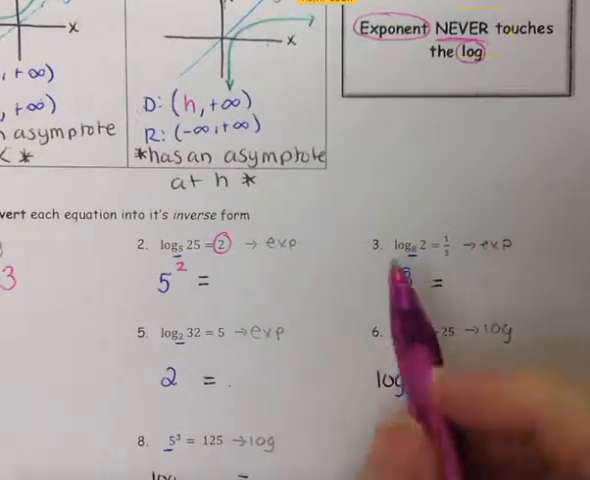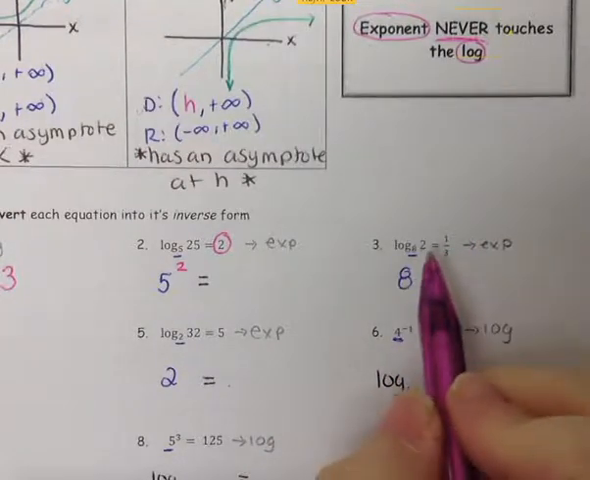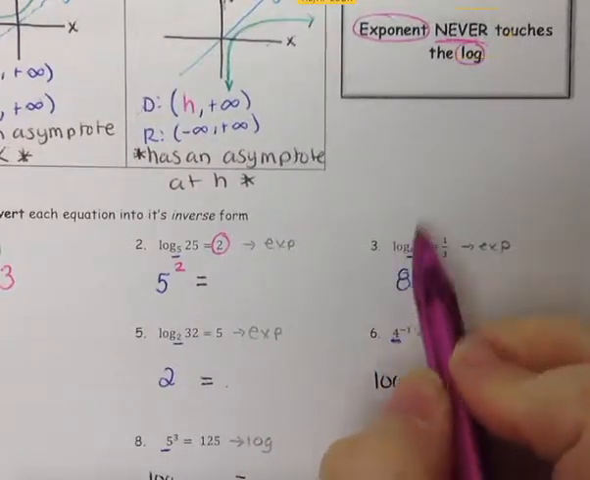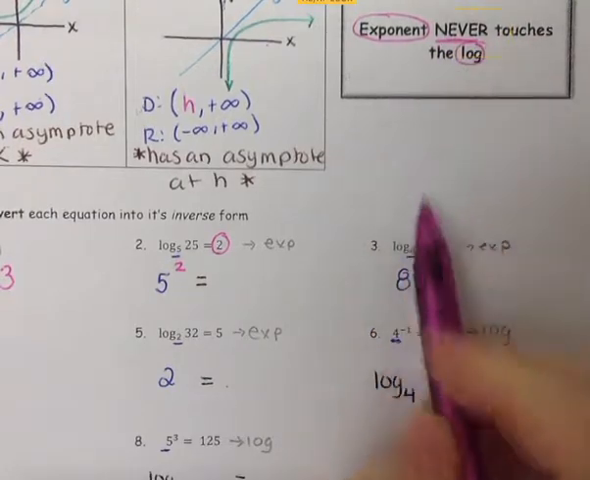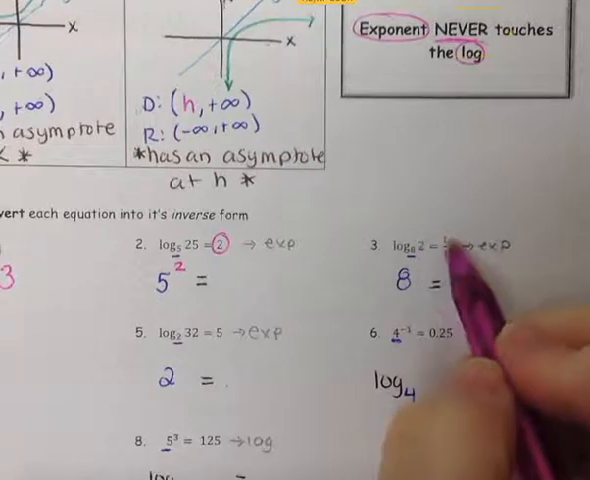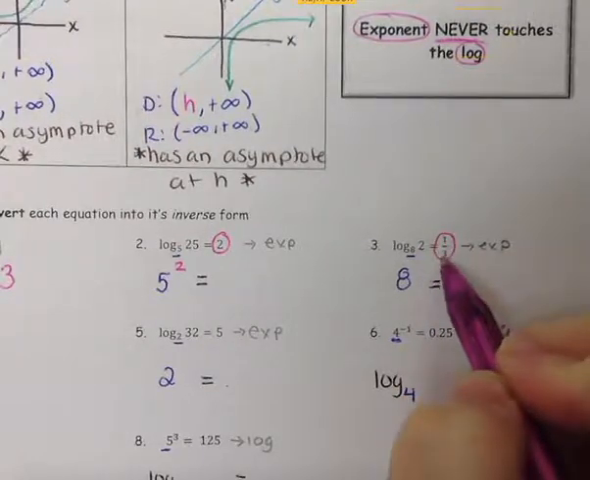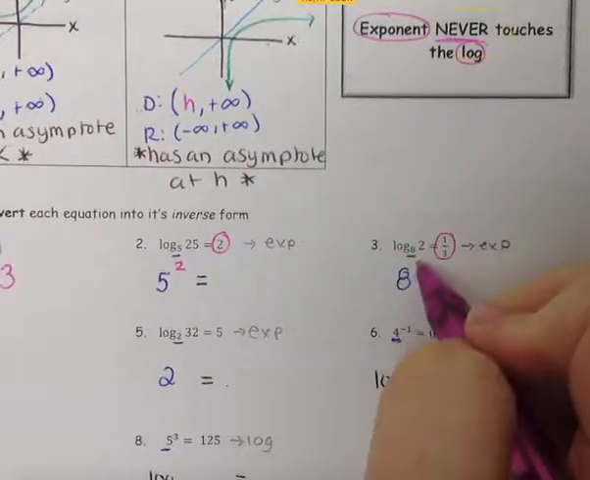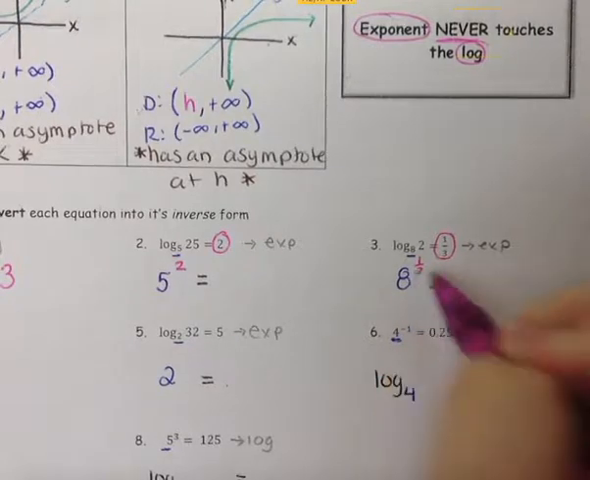On number 3, again, I'm just going to find my exponents. Again, this is a log, and the exponent will never touch the log. I need to put it into exponential, so go to the part that's not touching the log, which is that 1/3. This is what becomes our exponent. So we put 1/3 as an exponent.